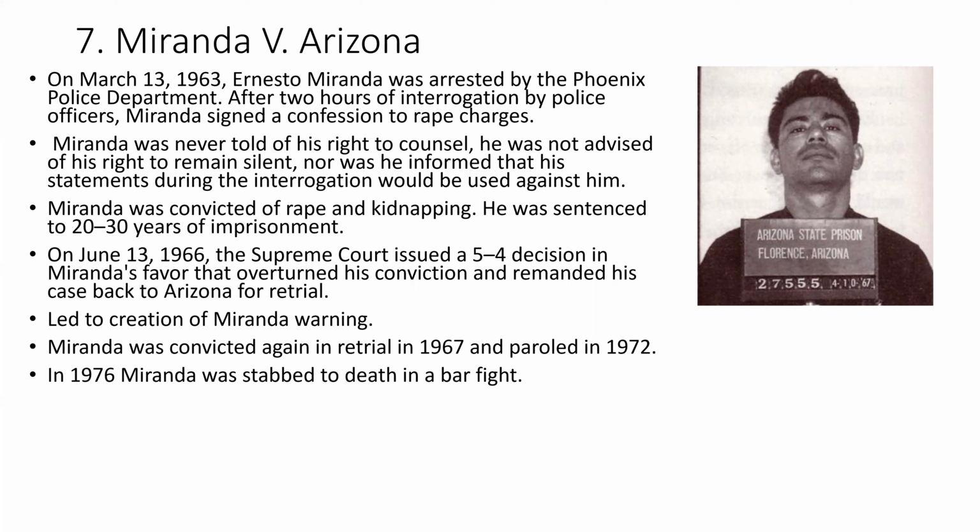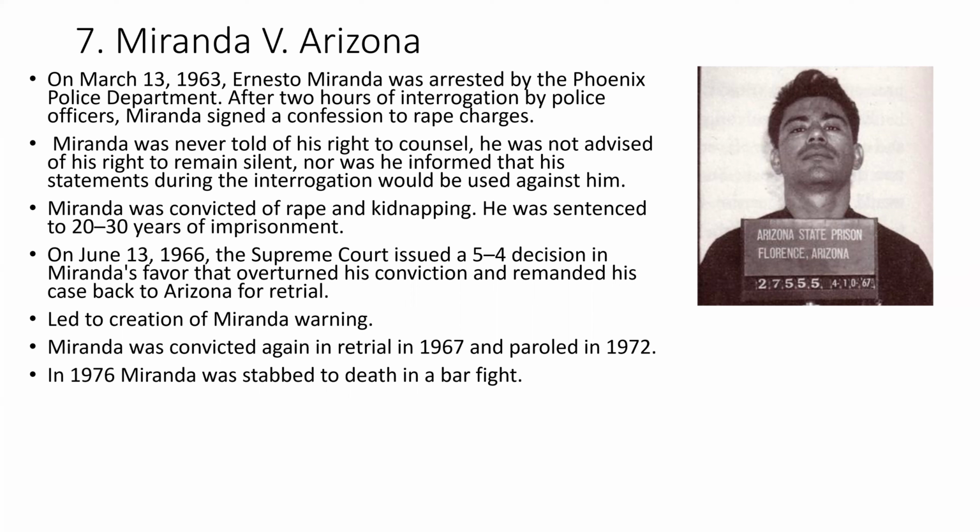Miranda was never told of his right to counsel, not advised of his right to remain silent, or informed that his statements during the interrogation would be used against him. He was convicted and sentenced to 20 to 30 years in prison. On June 13, 1966, the Supreme Court issued a 5-4 decision in Miranda's favor that overturned his conviction and remanded his case back to Arizona for retrial.